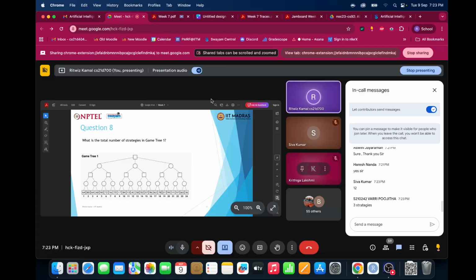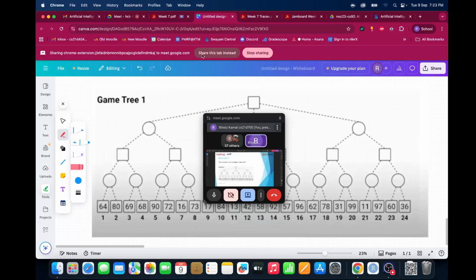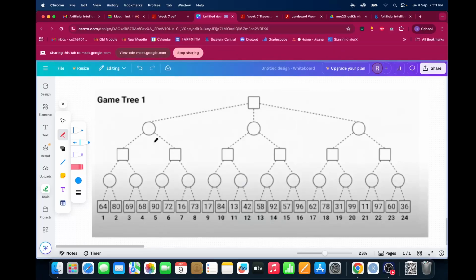Okay, so we have a couple of solutions. Let's have a look. Let's color code each of the strategies. One strategy could be that we chose this particular child of the first max node, then both of these, then let's say the leftmost of this, and then both of these.